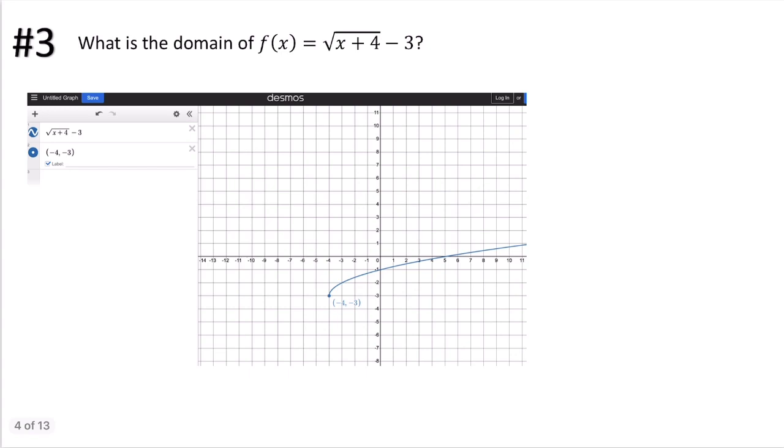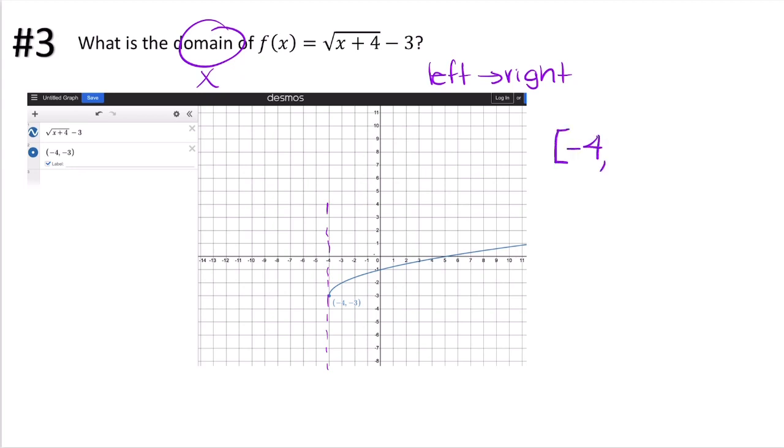Now in this problem, it asks us for the domain of f of x equals the square root of x plus 4 minus 3. Once again, the quickest way to do this is to graph this in Desmos. When you get this graph, remember that the domain is all the x values, so that's going to go from left to right. The leftmost point of this graph occurs at x equals -4. That point is included, so I'm going to put a square bracket at -4.